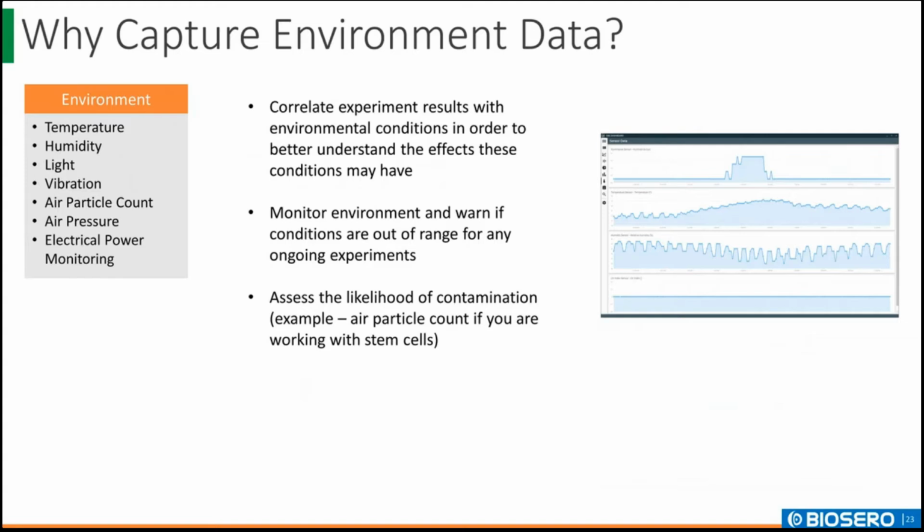So when considering environmental data, things like temperature, humidity, light, vibration, air particle count, or even incidentals like the electrical power conditioning or air pressure. There's a lot of things that you can look at, and the idea here is that we'd want to be able to correlate that data with the experimental results, right? To see if there's any effect that those environmental conditions may have on your assay, especially if there are particularly sensitive assays. Being able to monitor those also gives you the opportunity to warn you if the conditions might be outside of range for that particular assay anyway, so that you can preempt a problem occurring.